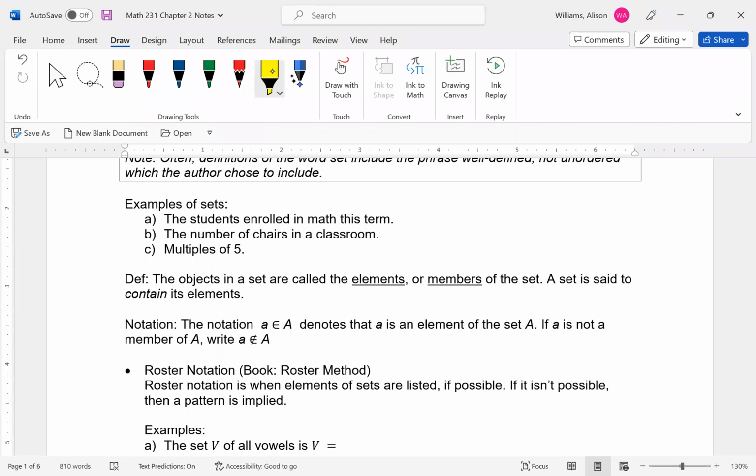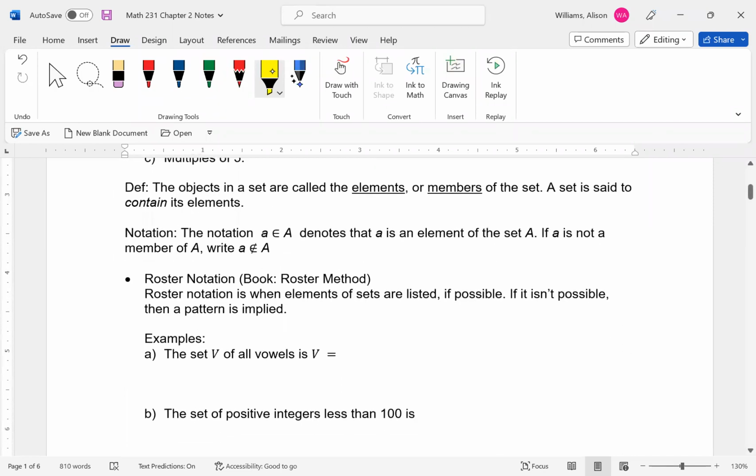Okay, so let's talk about different notations we use for sets. Again, the book denotes roster notation differently. The book calls it roster method. Most of the time it's referred to as roster notation. So roster notation is when the elements of the set are listed, if it's possible. If that's not possible, then they're listed until we have a pattern implied.